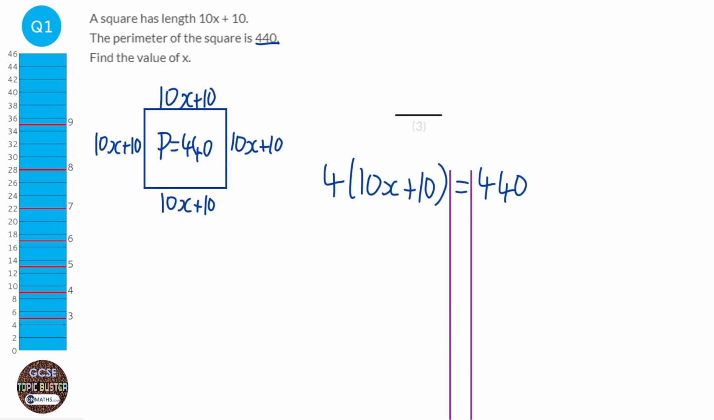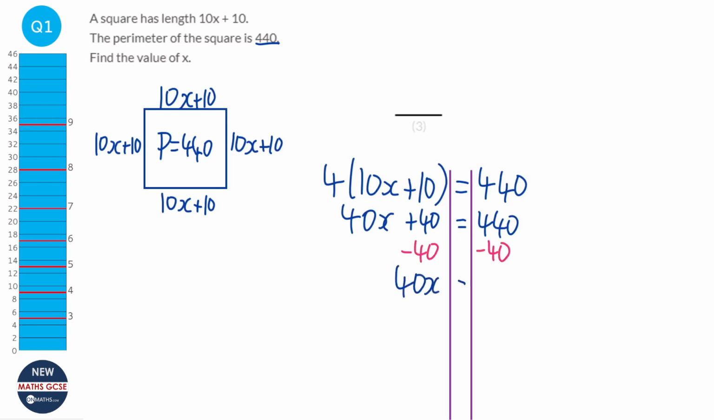So put our lines in because we're going to solve, and we're just going to start by expanding the brackets. So that'll be 40x plus 40 equals 440. Then we're going to get rid of the plus 40 first, so take away 40 both sides. And so that would be 40x equals 400. And then we get rid of the 40 before the x, so we divide both sides by 40. And we've got x equals 10. So our answer is 10.